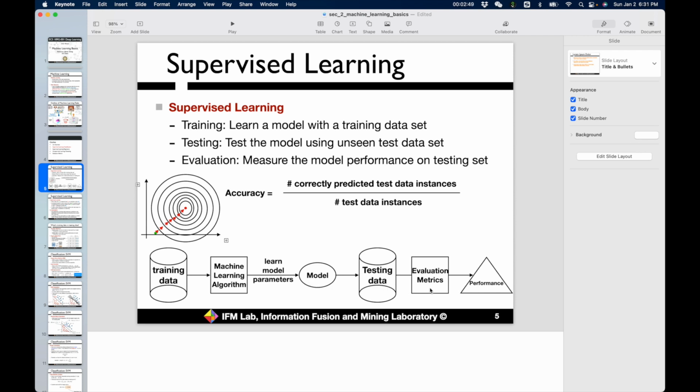So what is an evaluation metric? An evaluation metric denotes some measurement of the performance of the model. A commonly used evaluation metric for classification is accuracy. Accuracy means among all the testing data instances, how many of them are predicted correctly. That defines the accuracy metric.